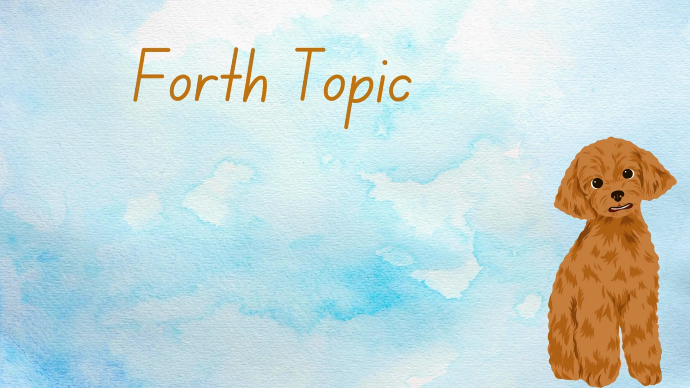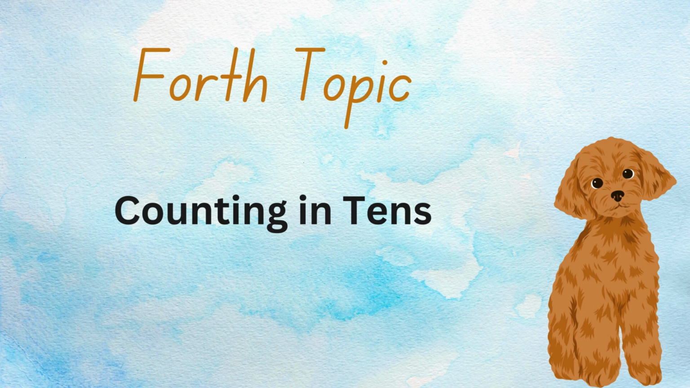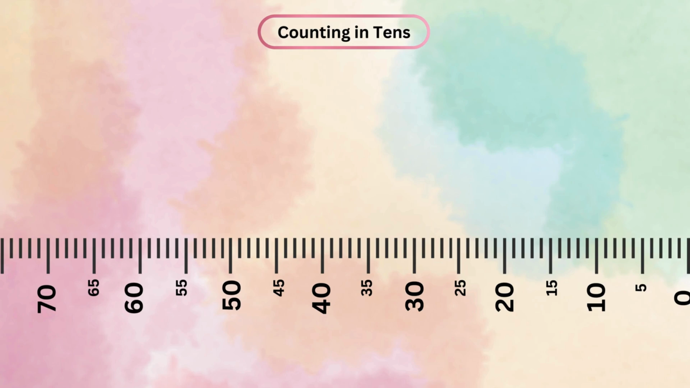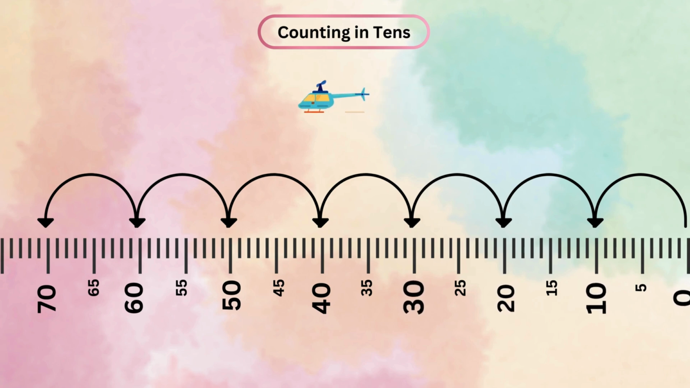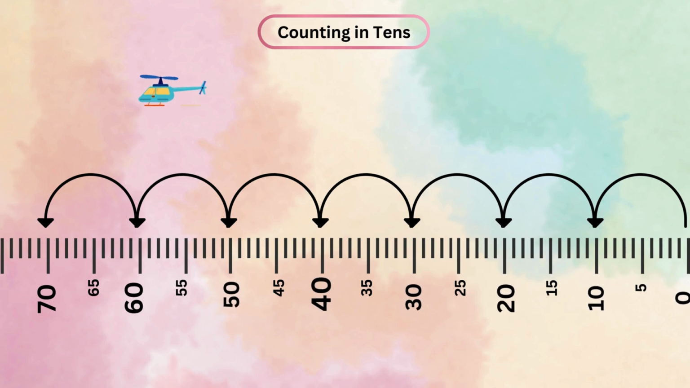Next topic is counting in tens. Let's start. Each number is 10 more than the one before. Starting from the number 0, 0, 10, 20, 30, 40, 50, 60, 70.